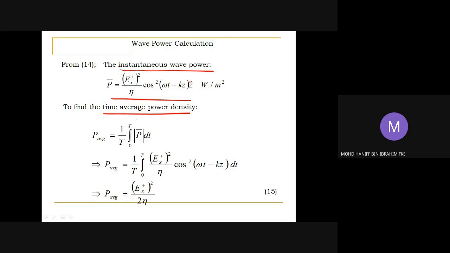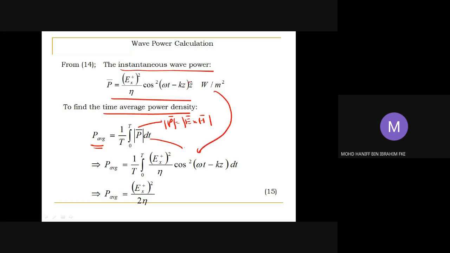For the time average power density, which we symbolize as P average, the equation is based on 1 over the period T, integration from 0 to T of the P amplitude dt, in which P is the instantaneous wave power amplitude. P is E cross H amplitude, so we just use the P that we have calculated from the equation above.